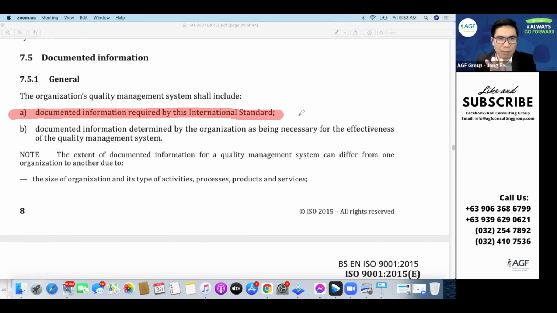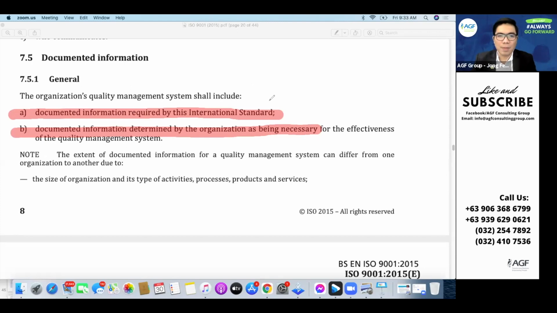And let me explain that further. But before that, let me go to the second category. Obviously, there's a second category here. B is documented information determined by the organization as being necessary. What does it mean? In other words, on top of the documented information that the ISO 9001 requires, there may also be other documented information that may be required by your organization. So this can be on top of what is prescribed by ISO 9001. Did you get that? So this is where I got my nice to have and must have.